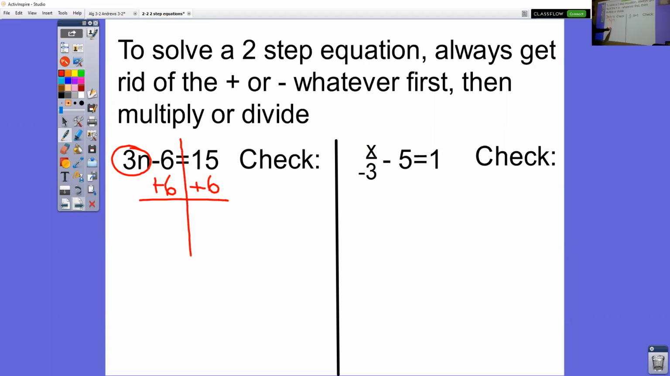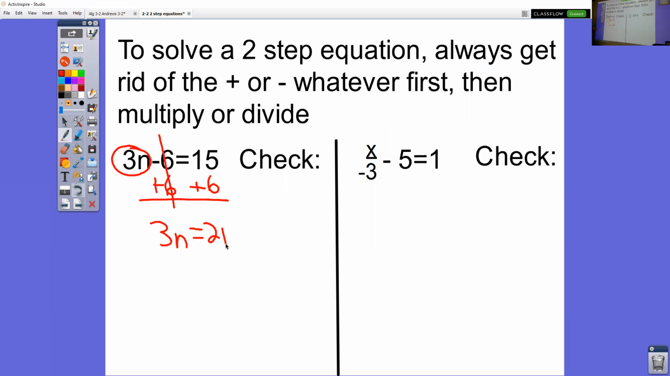Again, whatever you do to one side of the equal sign, you have to do to the other side of the equal sign. So that's why we're doing a plus 6 and a plus 6. These 6's cancel out or zero out. Bring down your 3n, bring down your equal sign. 15 plus 6 gives you 21. Now we just have a one-step equation.